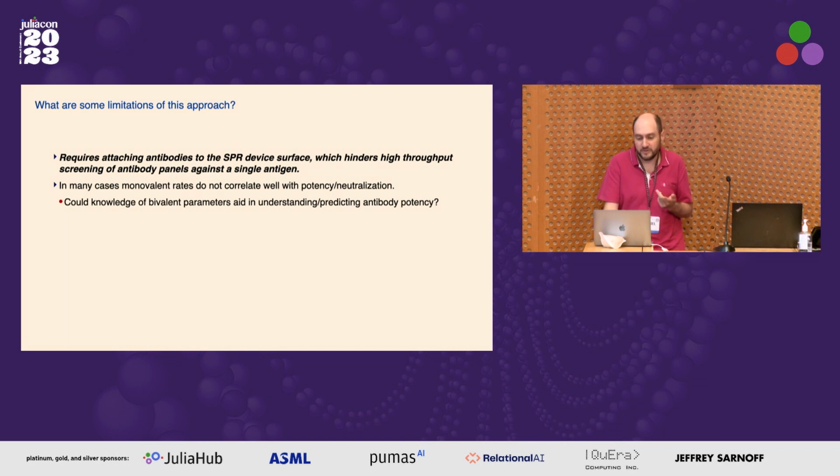Okay, some other issues with the kind of classical approach is that it requires you to attach the antibodies to the surface and flow over the antigen. That's a challenge if you want to do high throughput assays of comparing many antibodies to one antigen. You kind of like the flip of attach the antigen to the SPR surface, flow over antibodies, make a measurement, repeat with a different antibody. And finally, in many cases, the parameters, this K on and K off you get, don't predict neutralization super well in many cases.